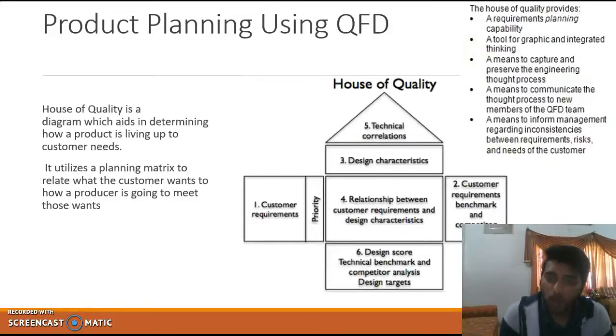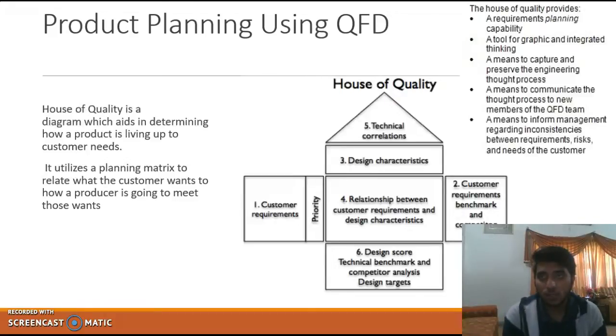The first priority is the customer requirements, then the customer requirements and benchmark and comparative analysis. Then it moves on to design characteristics, then the relationship between customer requirements and design characteristics, then technical correlations and design score, technical benchmark and competitor analysis, and design targets.